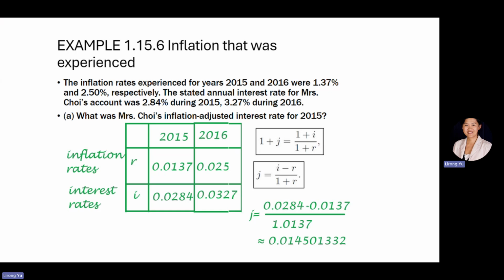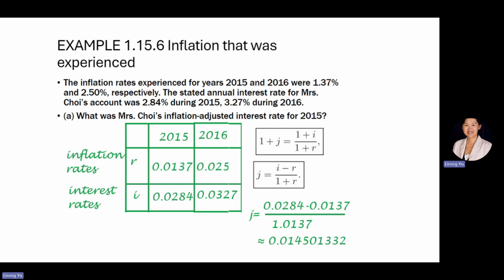A is asking us to determine the inflation adjusted interest rate for 2015. So it sounds like we are going to focus on 2015. What I want to do first is take out all the information in the question and have a more organized way to look at it. So I made a chart. This is all the R values, that's the inflation rate, and this is all the I values for both years. Essentially the question gives us 4 numbers, and we're going to have them all in the same spot. For me, it's easier to grab and apply.